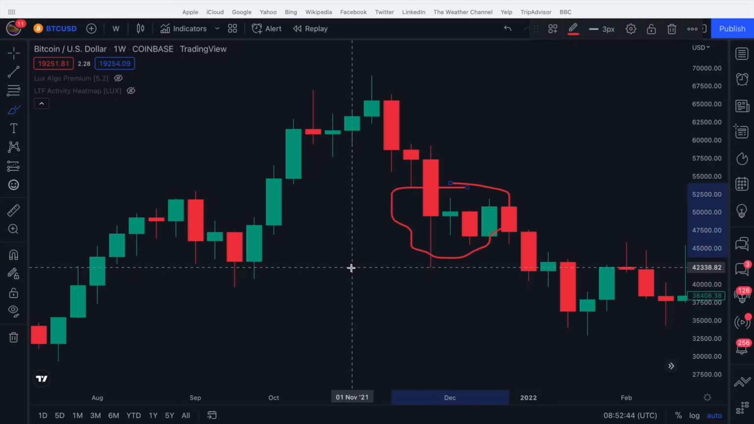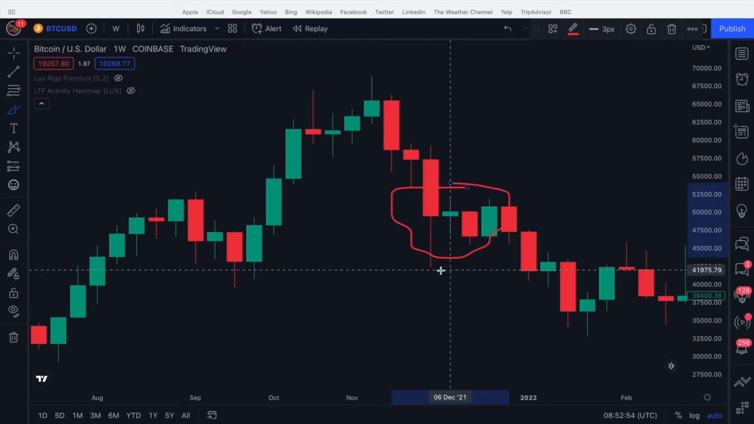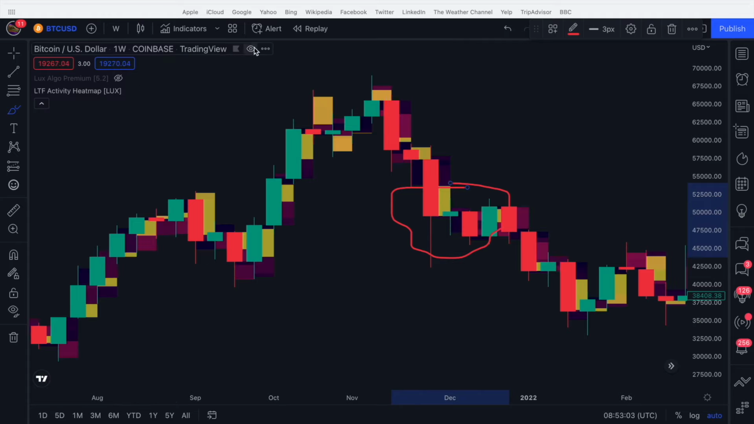Then let's look at this example on the Bitcoin weekly chart. So Bitcoin started to top off around 67k. Then we come down and we saw this candle with a long lower wick, and people saying, oh, this long lower wick really indicates the market's going to reverse. But let's load up the activity heatmap and hide this and see what it's actually revealing.